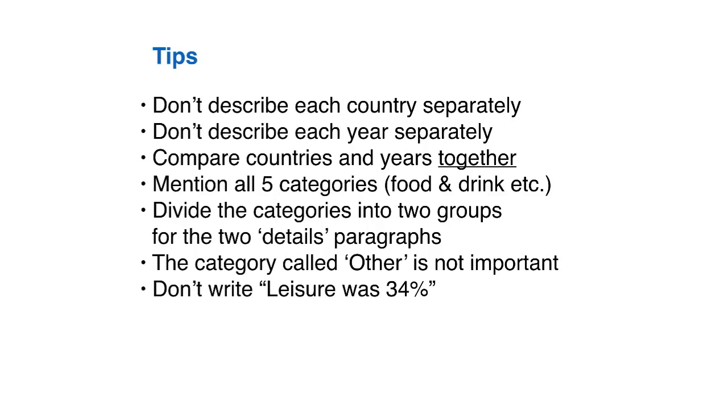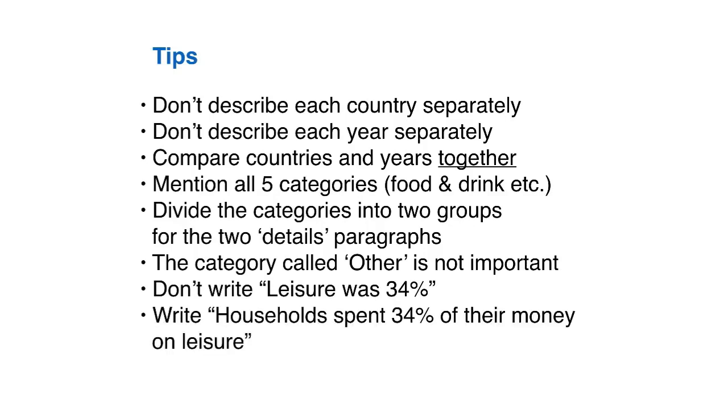That doesn't make sense. You have to write households spent 34% of their money on leisure. Make sure you get the figures described properly. That's one of the key things in writing task 1. Those are my tips from this report, this lesson. Look over those again and make sure you understand what I mean by each one.